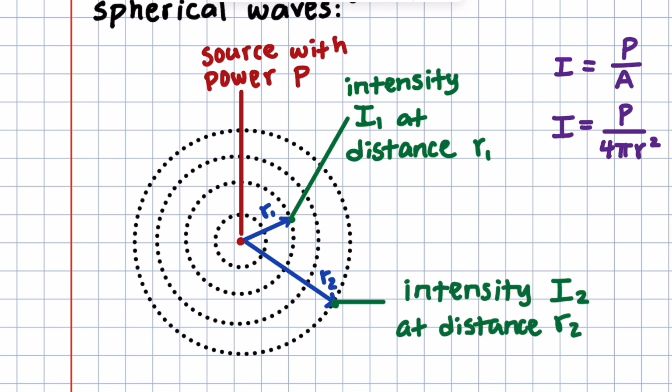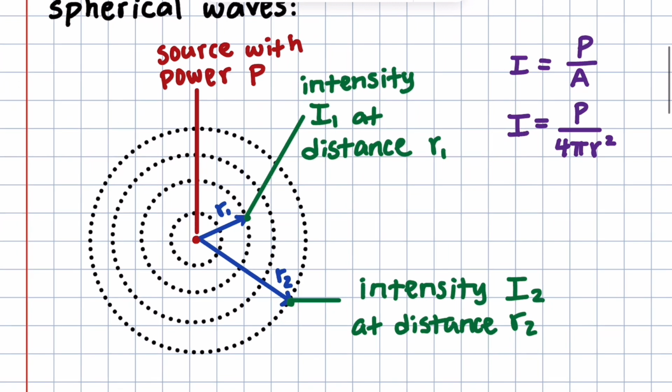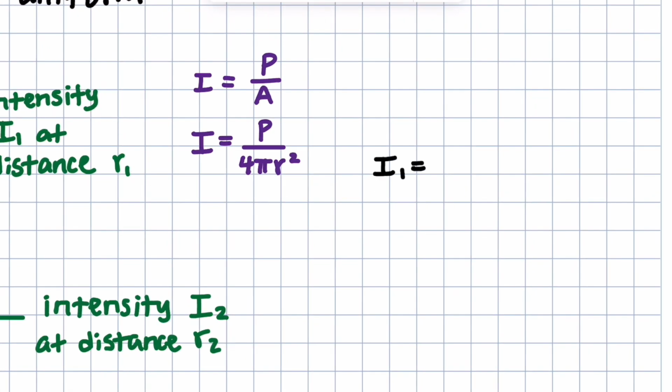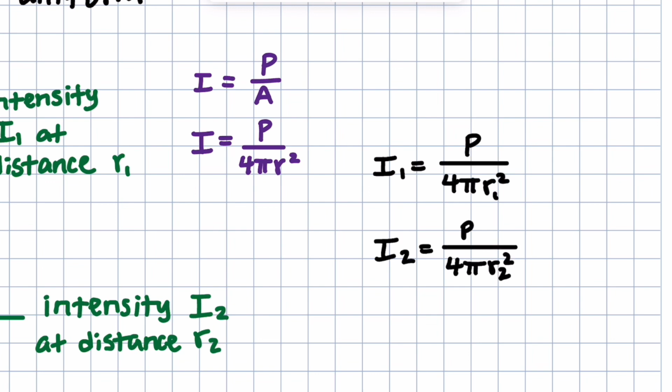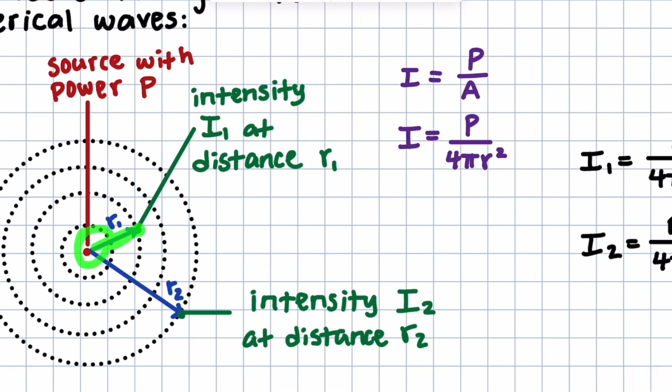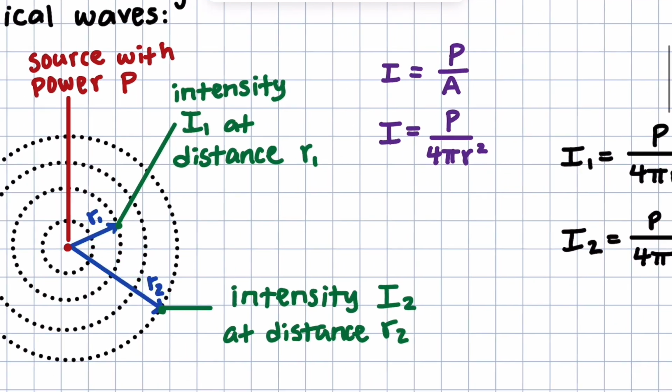Okay, so what if we wanted to find a relationship between those two intensities? Well, you can do something very simple. We are going to use this equation. We're going to build one for intensity 1 and one for intensity 2. The reason it is just P is because the power source is the same for both intensities.